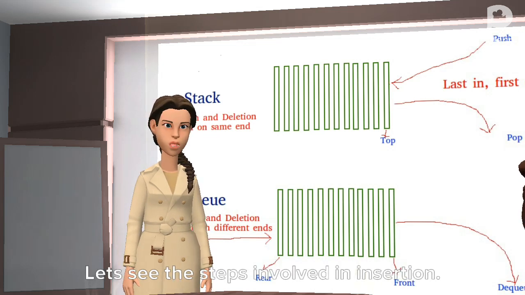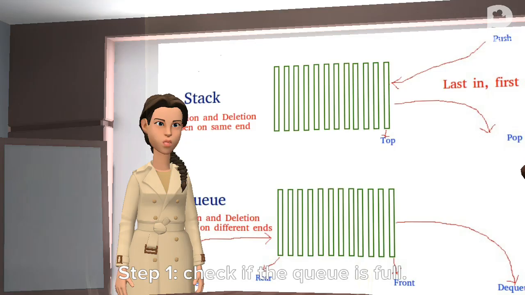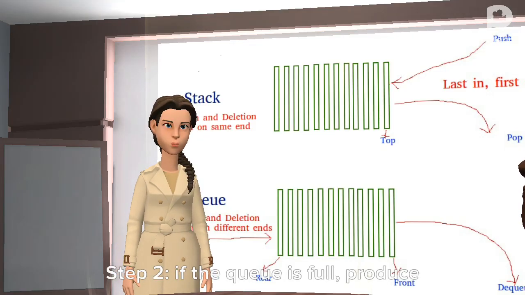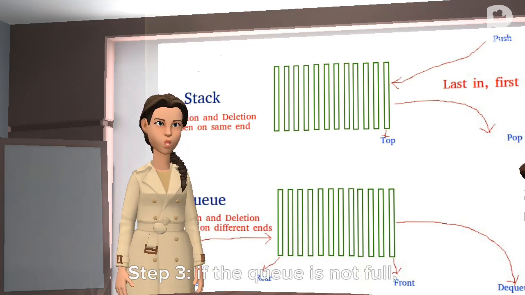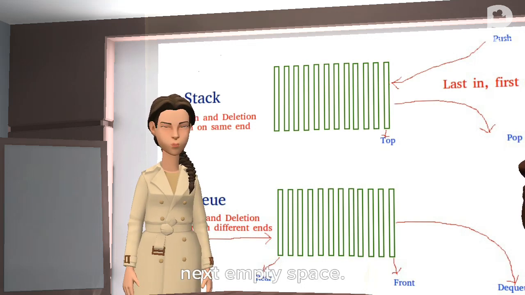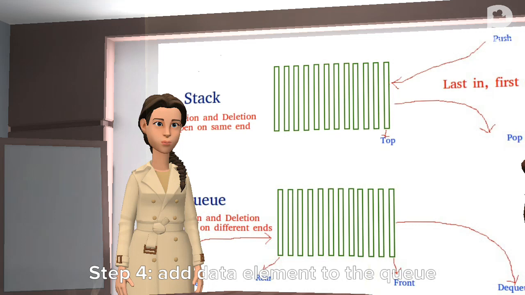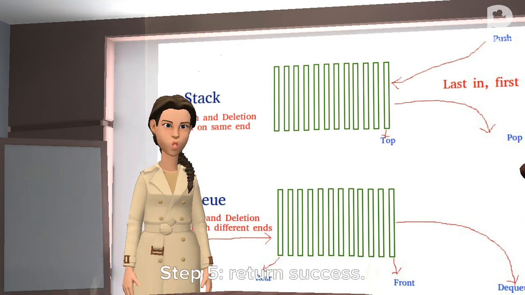Let's see the steps involved in insertion. Step 1, check if the queue is full. Step 2, if the queue is full, produce overflow error and exit. Step 3, if the queue is not full, increment rear pointer to point to the next empty space. Step 4, add data element to the queue location where the rear is pointing. Step 5, return success.